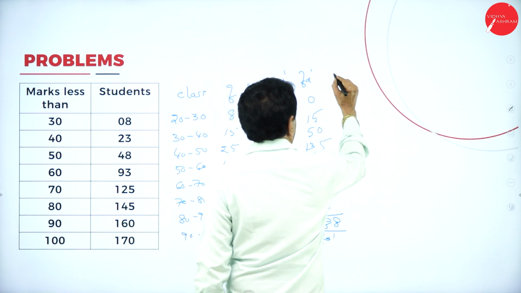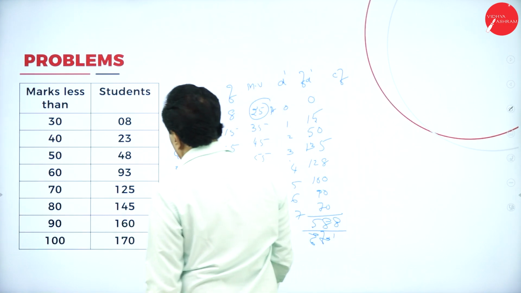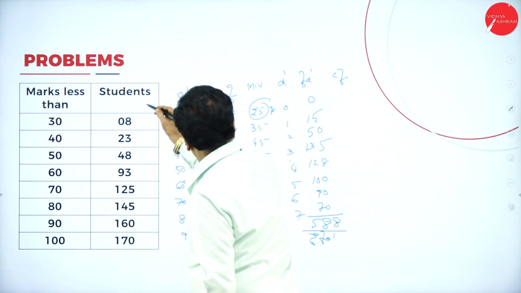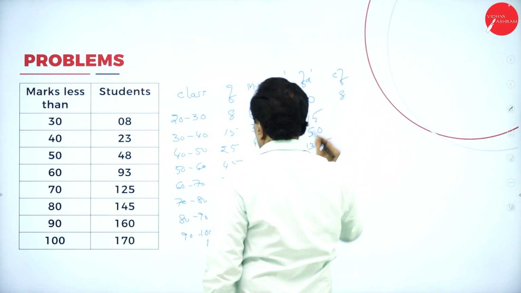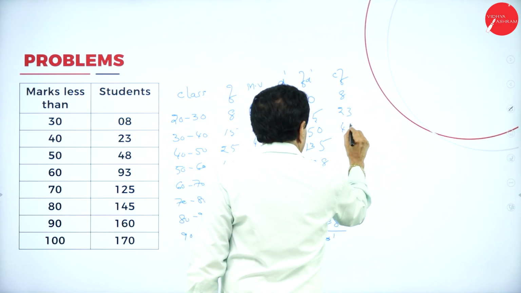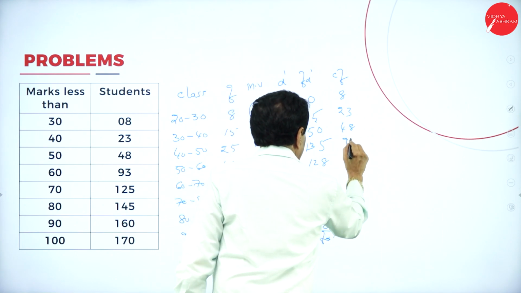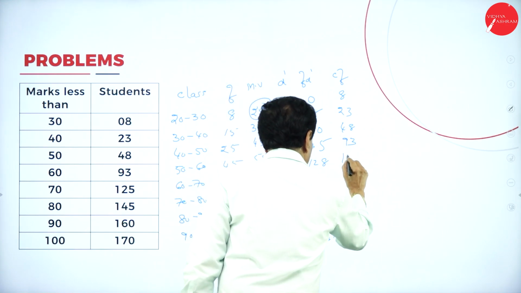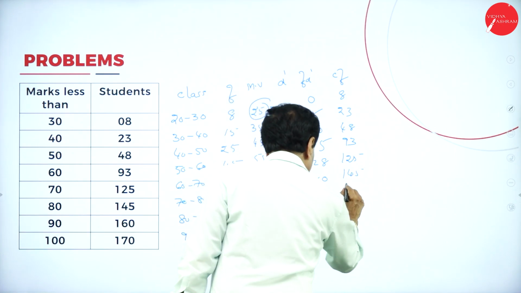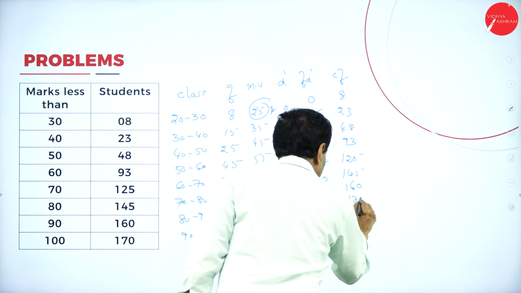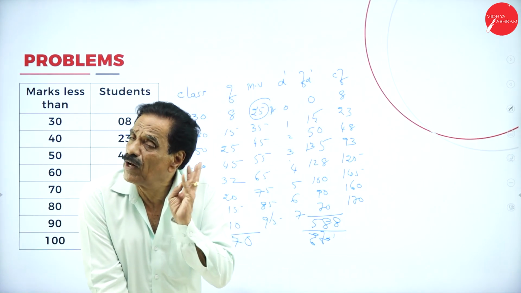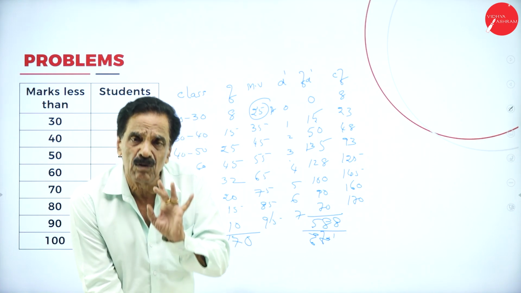Then cumulative frequency for the sake of median. What is the first one? All cumulative is there. No, this is yours. Once again, if you want, 8, 23, 48, 93, 125, 145, 160, 170. This is your cumulative frequency. What you have to find out now? One is the mean, one is the median, one is the mode.